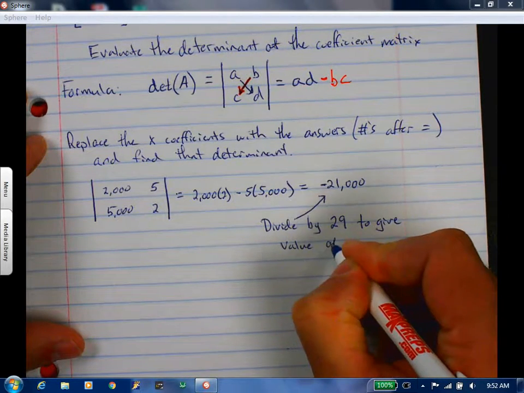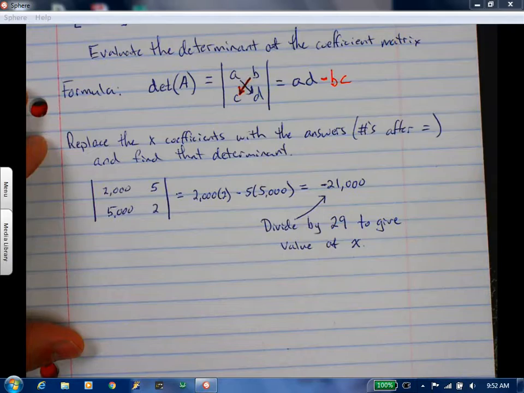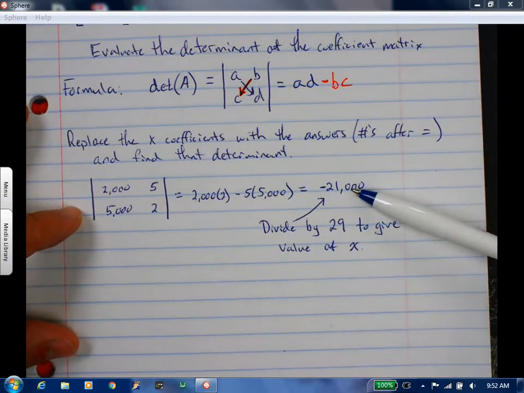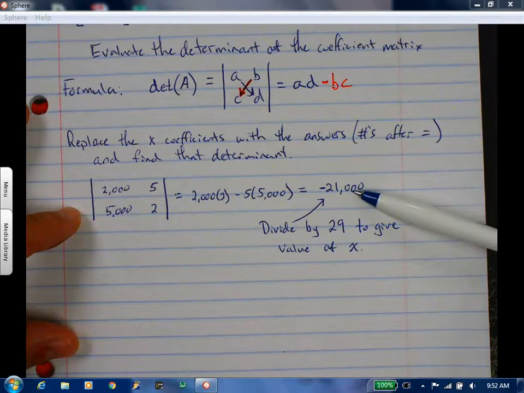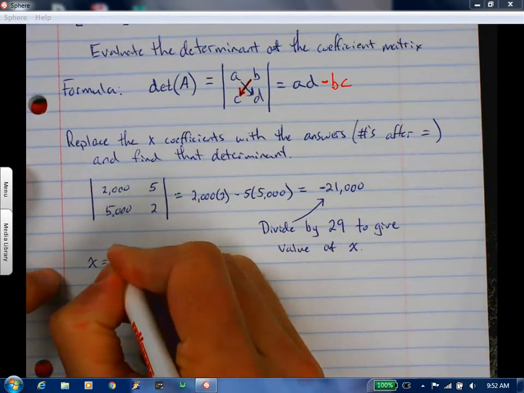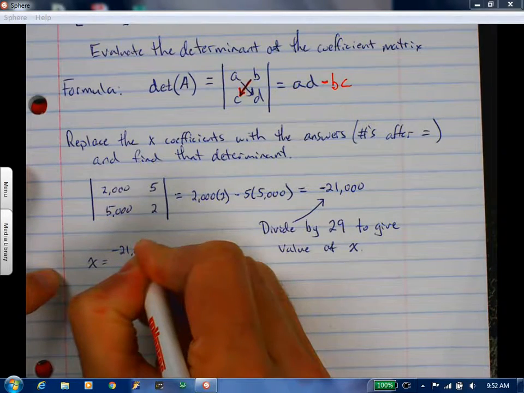Now remember, we replaced the 2,000 and the 5,000 for the x column. If I take this divided by 29, that's going to be the value of my x value, where the two lines intersect. Kind of cool. So we know that x equals negative 21,000 divided by 29, which is about what?